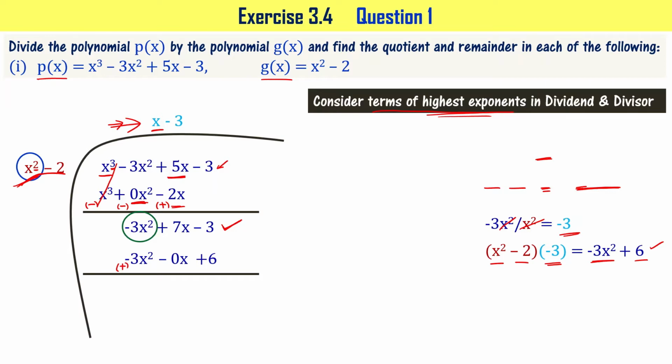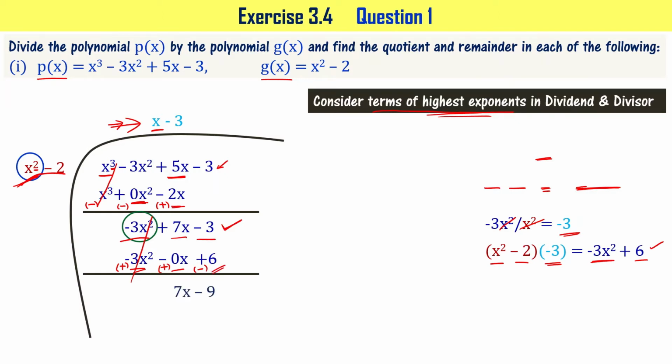And in the case of 0x, any sign is okay, but let me make it plus x. And in this case, it is plus 6, so let me make it minus 6. Now you can add the corresponding terms. Here it is minus 3x square and plus 3x square, so this gets cancelled. And you have 7x plus 0x, that is 7x. Then minus 3 minus 6 is going to be minus 9.